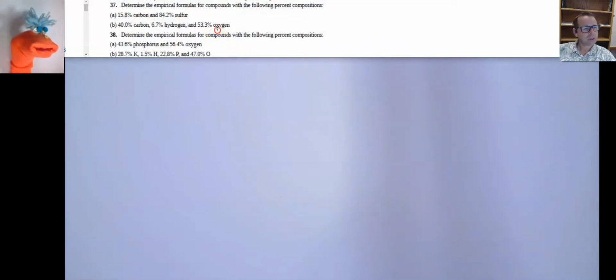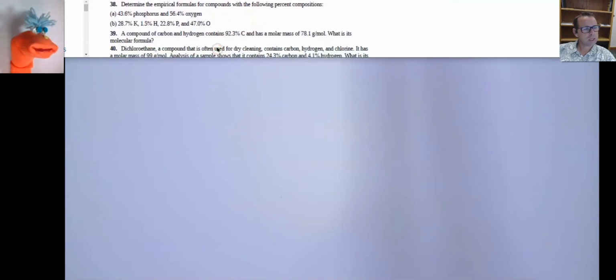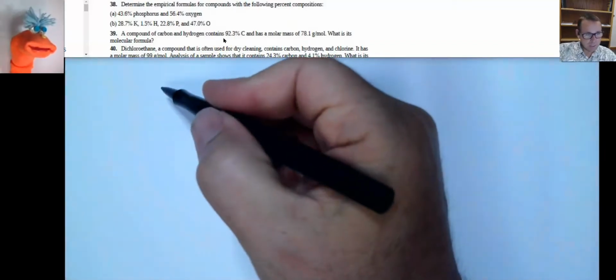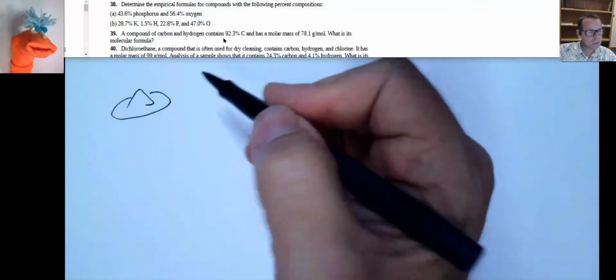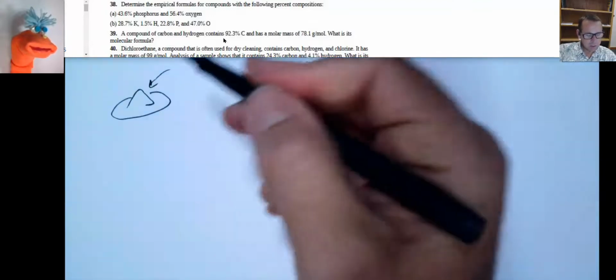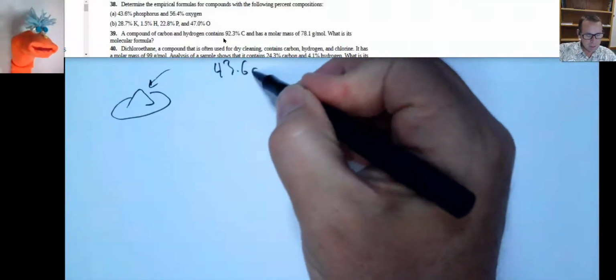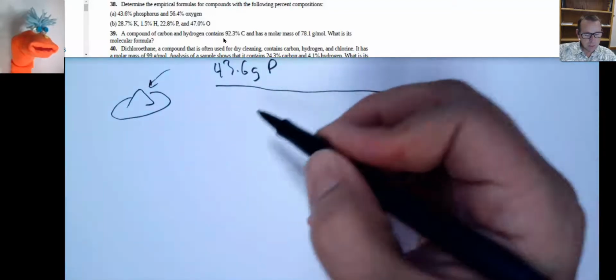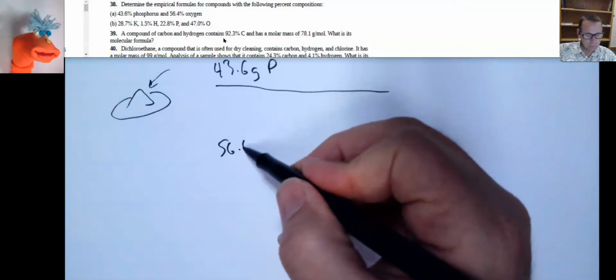Now we're going to determine the empirical formula for some more compounds here, given the percent composition. All right. 43.6% phosphorus, 56.4% oxygen. How are we going to approach this one? Just pretend like you have a 100-gram sample. So if I had a 100-gram sample of this material, phosphorus and oxygen, how much of this would be phosphorus? 43.6 grams. All right, so 43.6 grams would be phosphorus. And the rest of it would be what? Oxygen. Yeah, 56.4 grams.